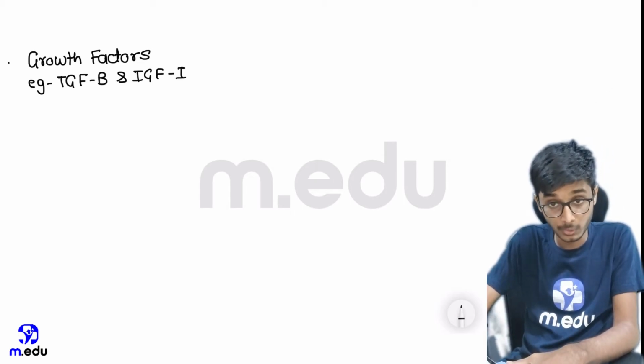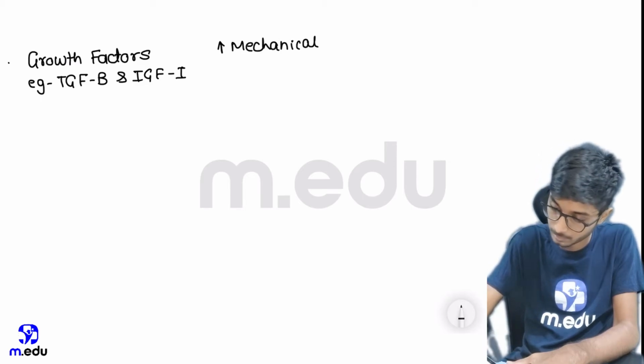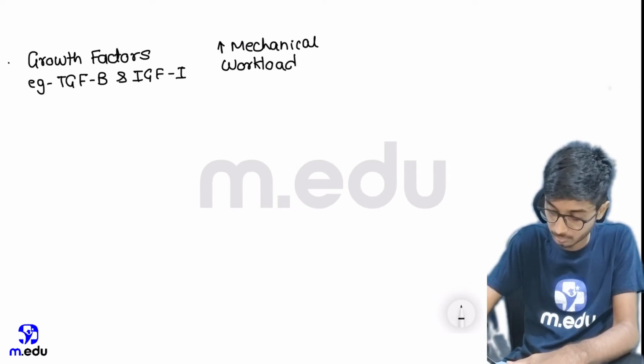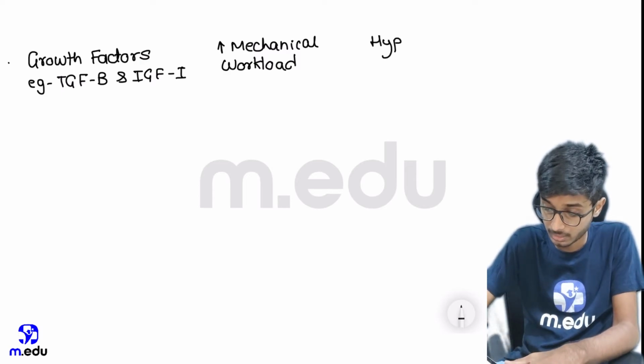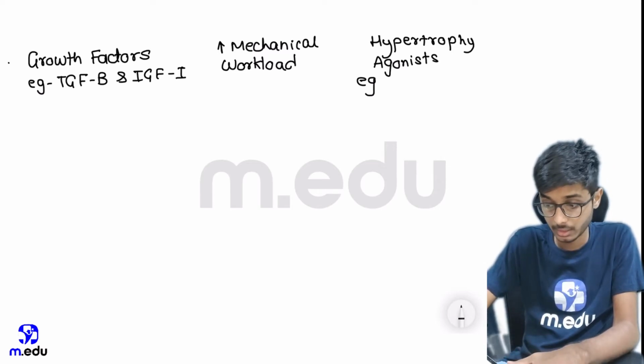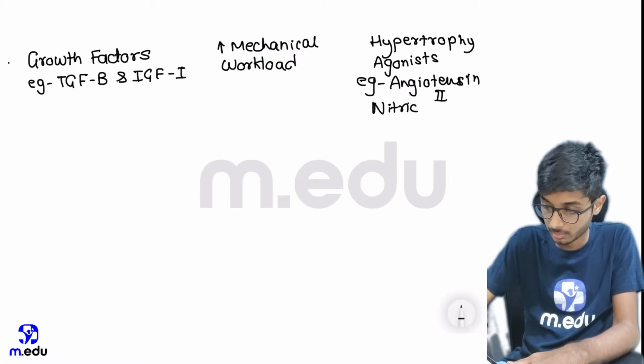The second factor responsible is increased mechanical workload. And the third are hypertrophy agonists. Now, hypertrophy agonists include angiotensin 2 and nitric oxide.